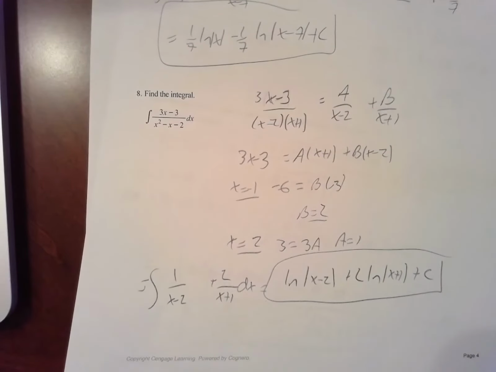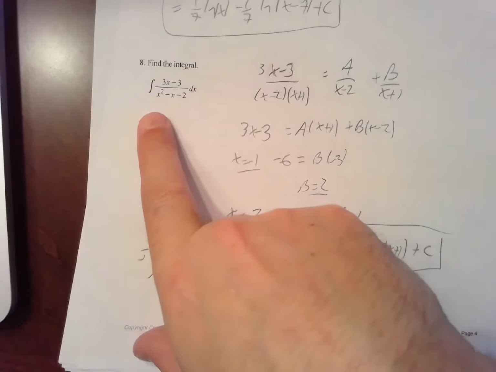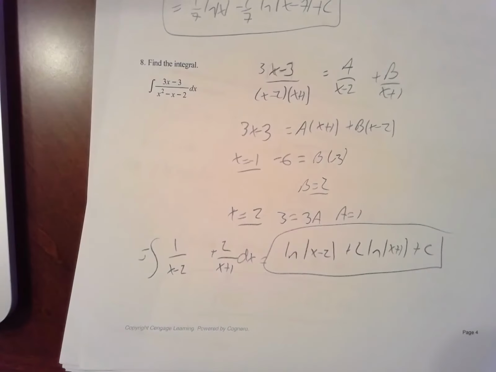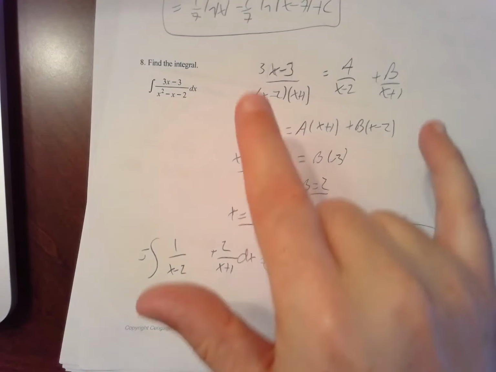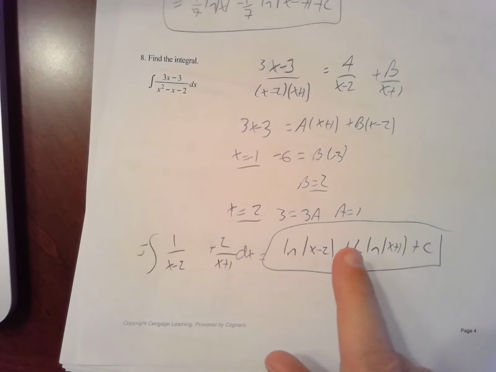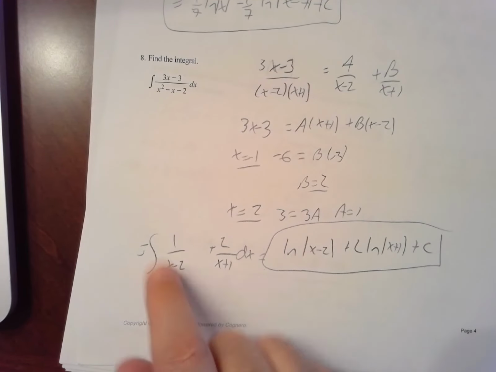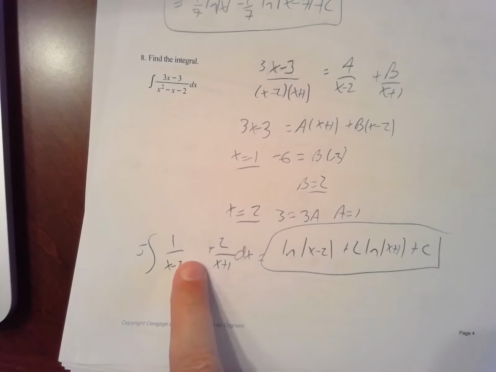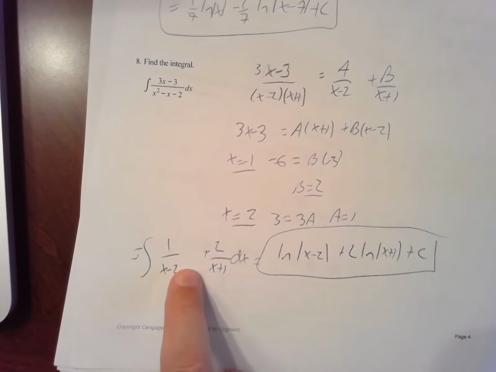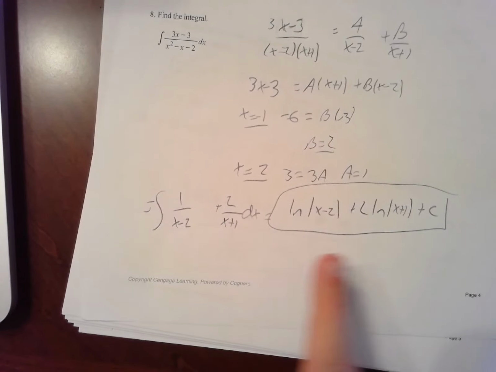Another partial fraction. You have to factor the denominator first. It's x minus 2 and x plus 1. And then we do our whole partial fraction game. We find a and b. And then this integral becomes this integral, which is much easier to integrate. That's just a couple natural logs.